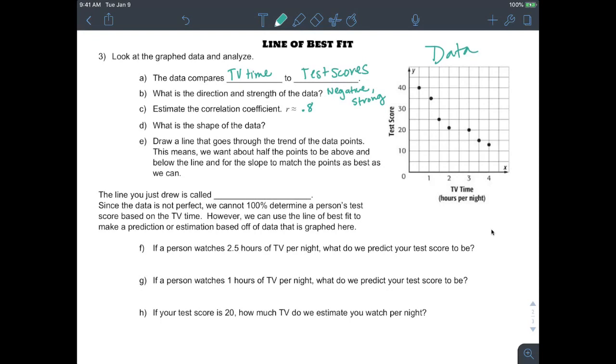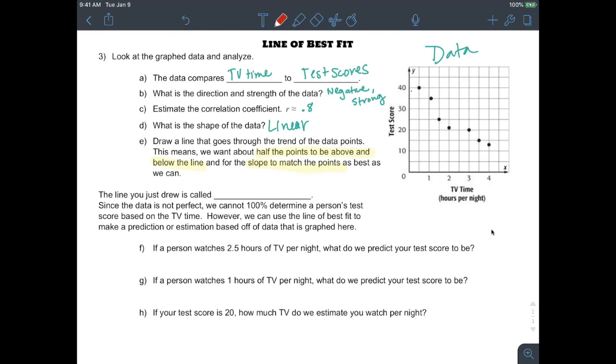So what is the shape of the graph? We're going to think, is it linear, quadratic, exponential? I think this data looks mostly linear. Right? So I could draw a straight line through it pretty easily. And in fact, we're going to go ahead and draw a straight line through it. You're going to want to make sure that we get about half the points above and below the line, and that the slope matches the points as best as we can. So it is an estimation.